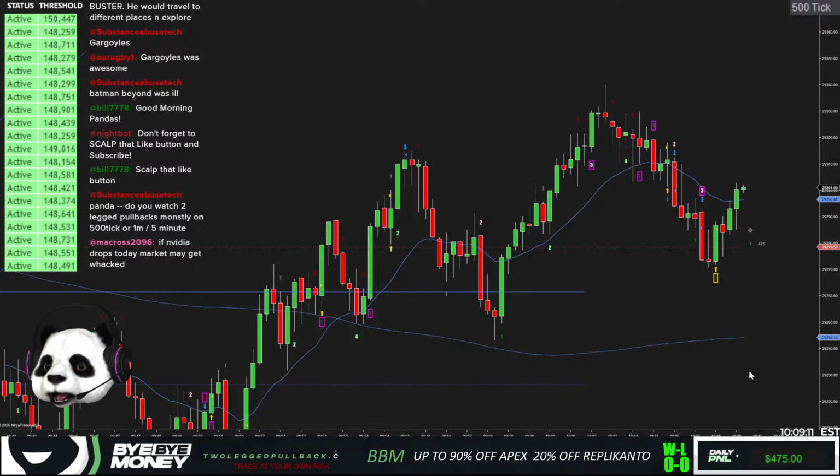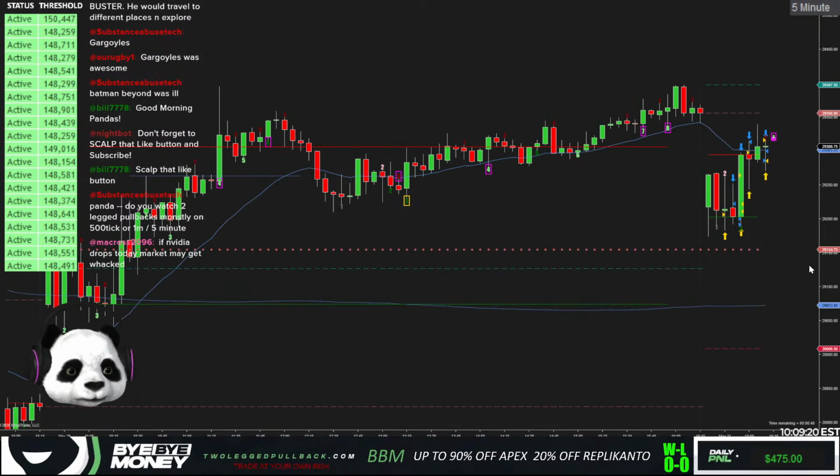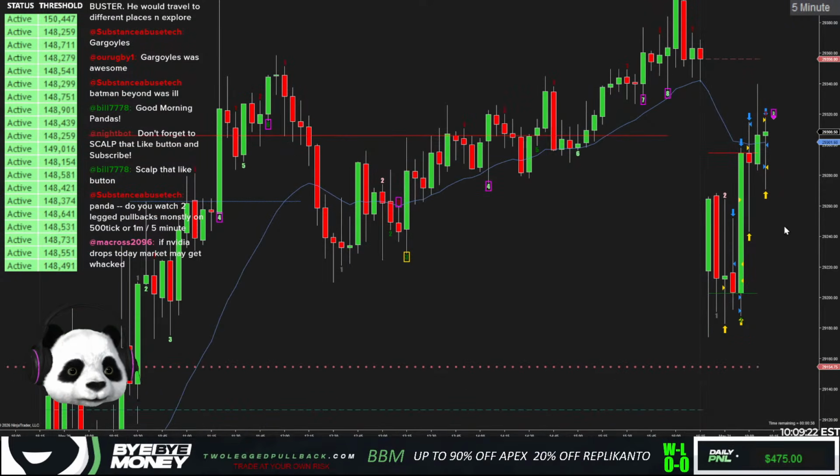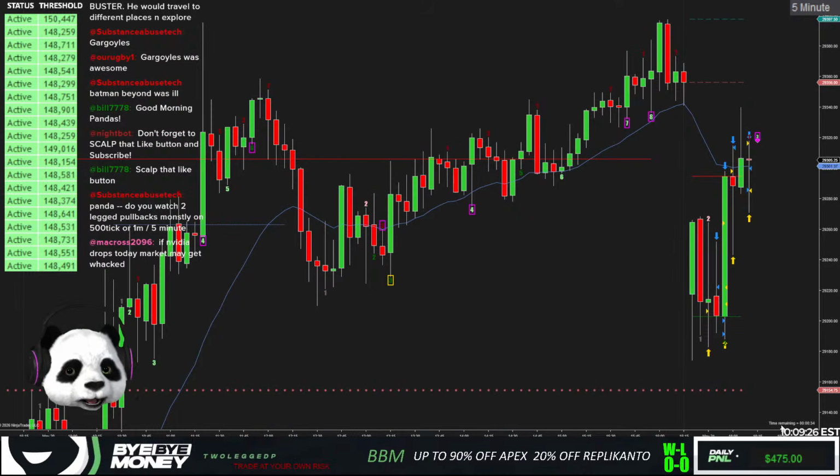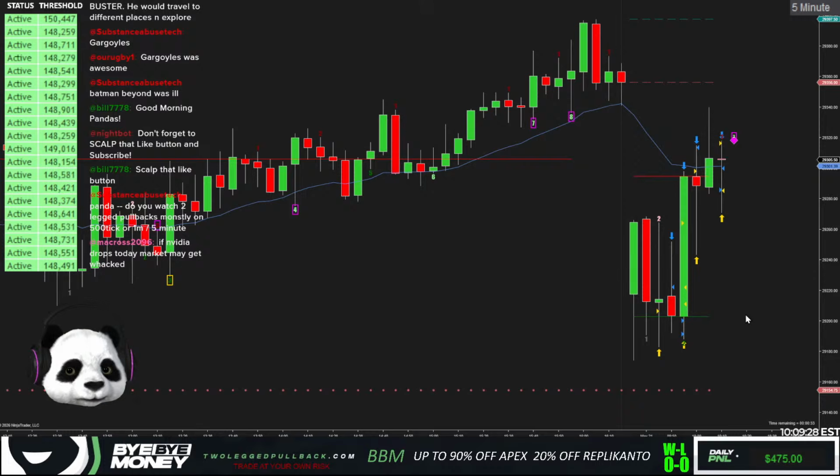We're going to go a little heavy here. 5 minute. Fail second entry short. Fill the gap here. I'm certainly looking to make some bamboo here. Let's try.